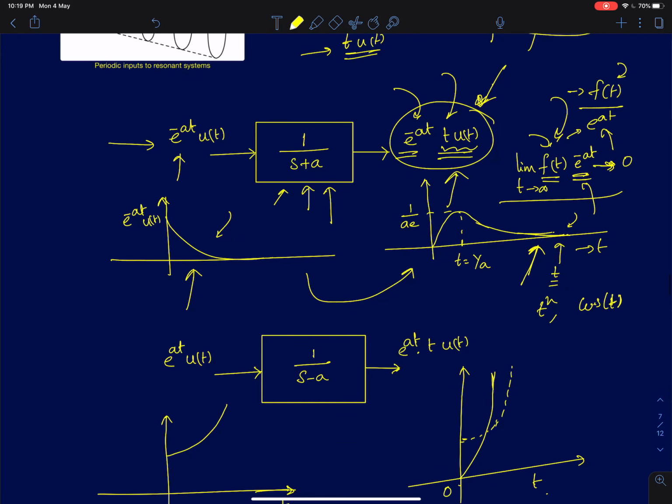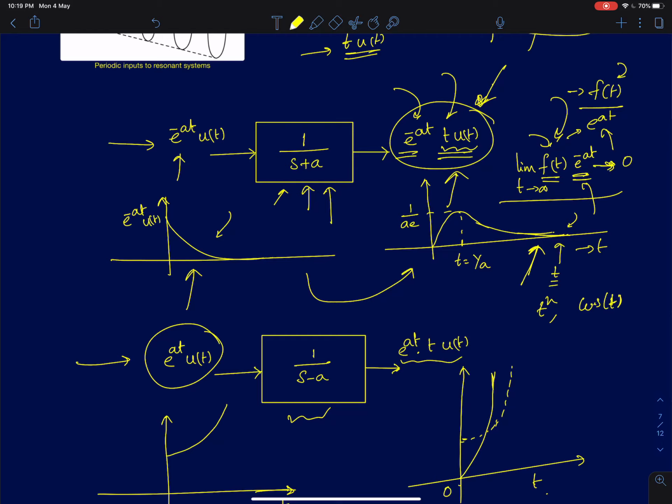The next problem: we are going to assume a right half plane pole system with a pole at s equal to plus a. So the singular input for that is going to be e power plus a t into u of t. When I apply this as an input to the system, the output is again going to be t into e power at into u of t.